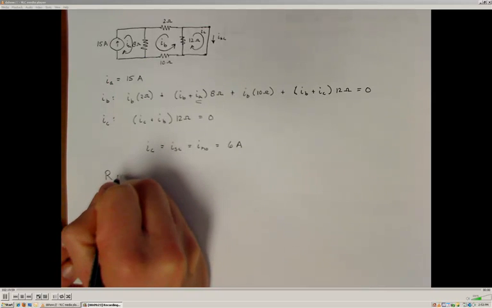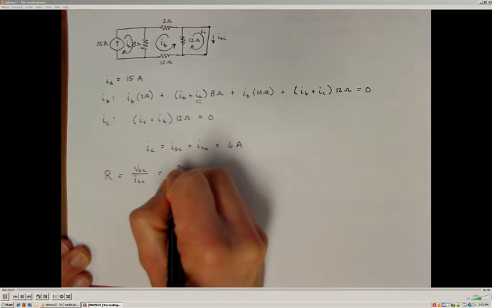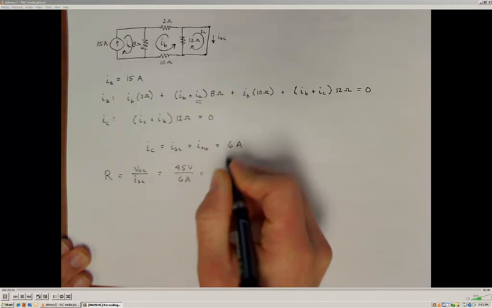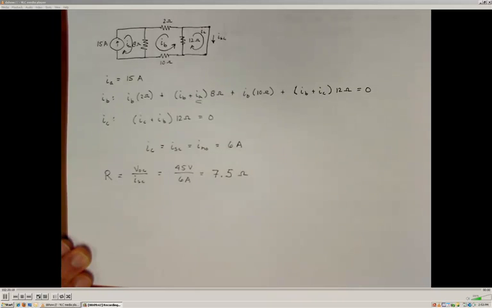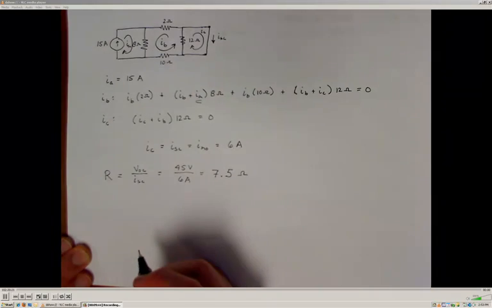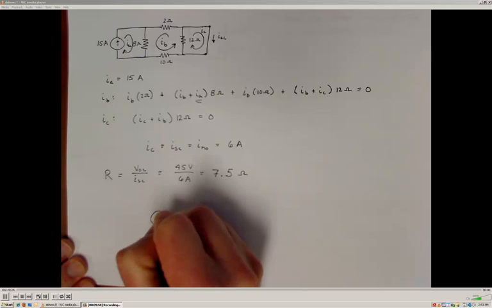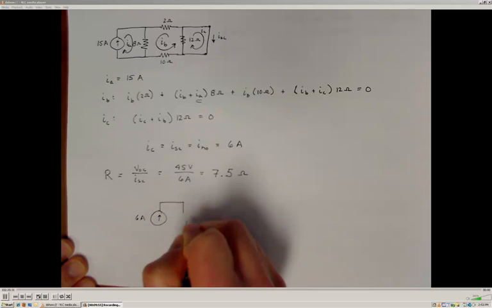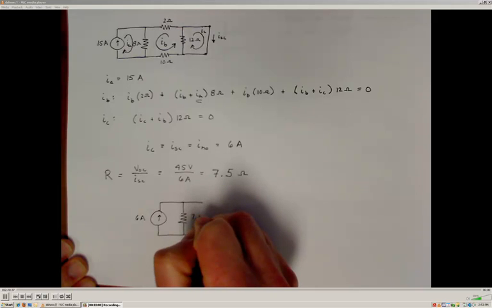So the Norton or Thevenin equivalent resistance is the open circuit voltage divided by the short circuit current, which we have found to be 45 volts divided by 6 amps, which results in an equivalent resistance of 7.5 ohms. So again, this circuit can be represented in two different ways now in a simplified manner. We can represent it as a Norton circuit, which is a current supply of 6 amps in parallel with a 7.5 ohm resistor.